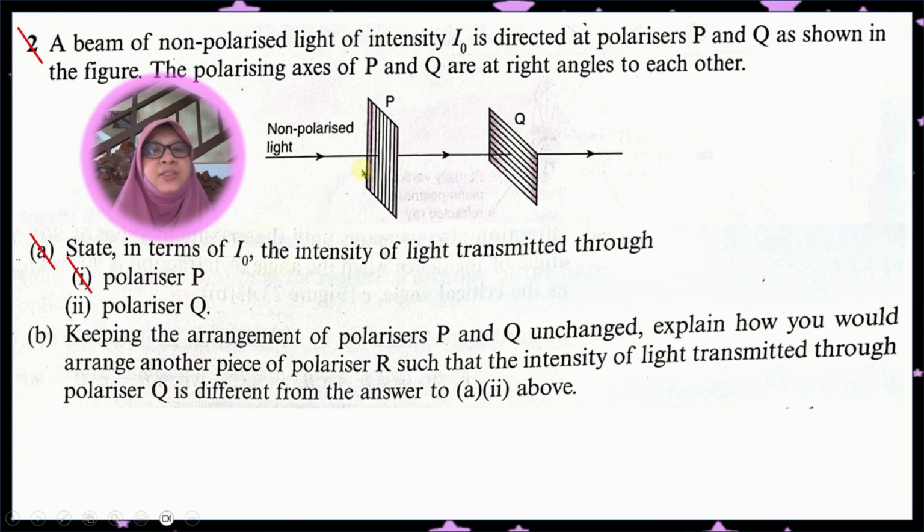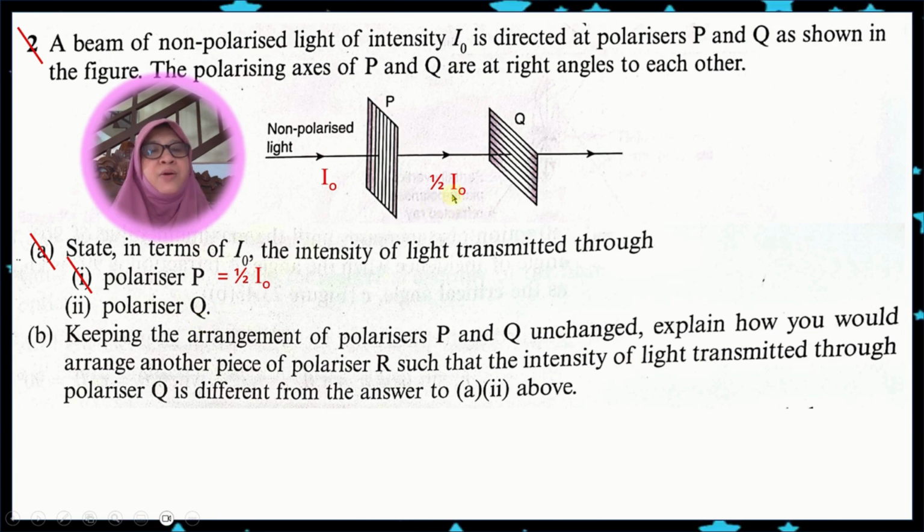So the first question, polarizer P. This is the first polarizer and the light incident is non-polarized. So that means the light after passing through P will become half of the initial. Given here I naught, after P the intensity will be half of I naught. So that's the answer.